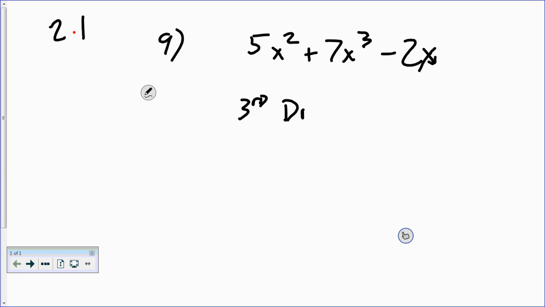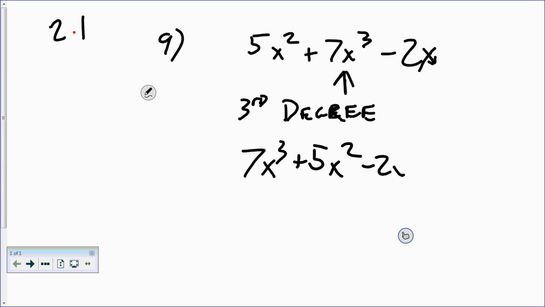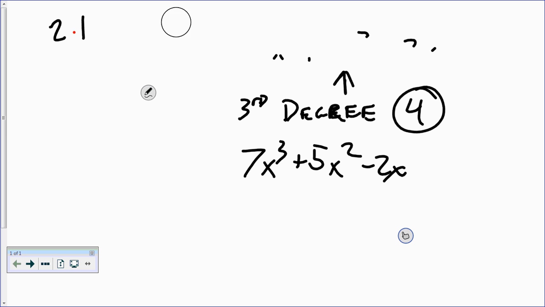Okay, and how do they try to trick you up? Of course they try to. They wrote them out of order. Proper protocol is that you write your exponents from highest to lowest. So this would be x cubed plus 5x squared minus 2x. Okay, so that would be proper protocol. They wrote it out of order. So this is a third degree polynomial, which was answer number 4 on your paper.